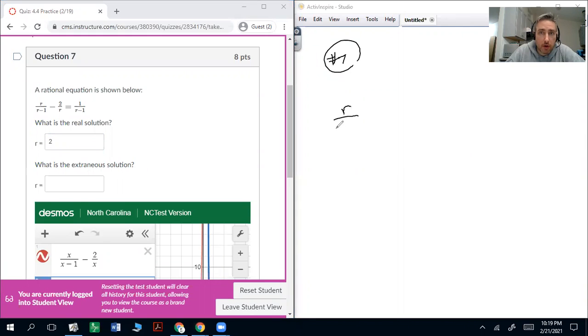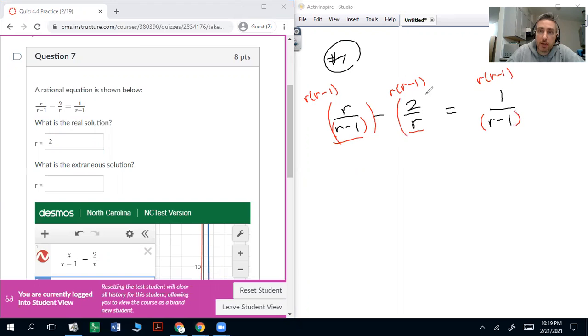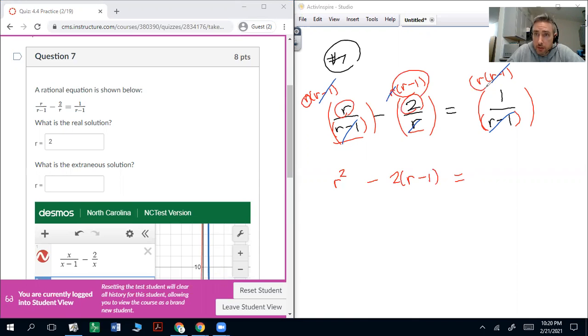It's going to be r over r minus 1 minus 2 over r equals 1 over r minus 1. Now, I don't have anything to factor, so my LCD is going to be r and r minus 1. So we're just going to write that on the numerator here. Multiply it by the whole fractions and cancel stuff out. So r minus 1s, r's, and again r minus 1s. So you are left with the r and the r. That's r squared. Minus 2 and the r minus 1. Equals the 1 and the r.